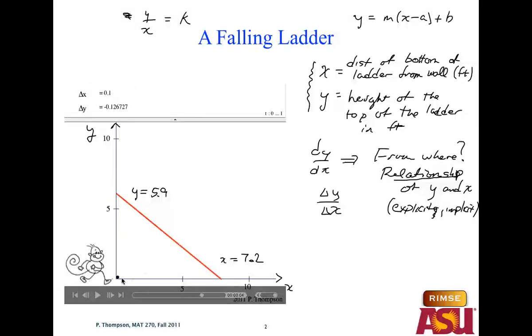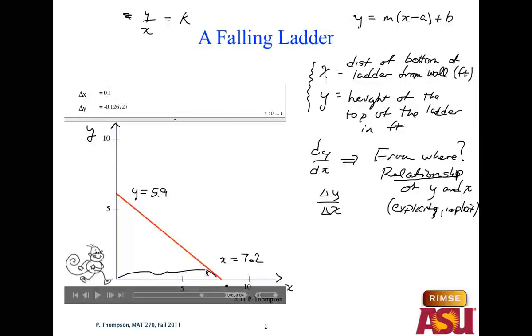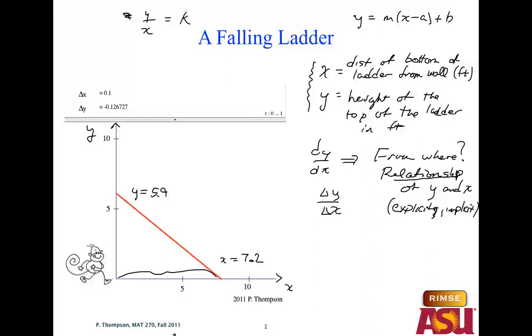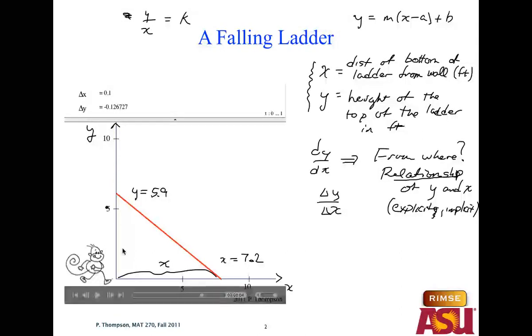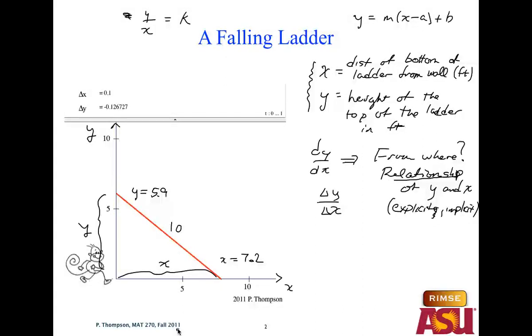So let's take a look at this. Someone else got an idea? What is that quantity right there? Is that the change in x? That's just x, the distance. And this is? And what's the length of the ladder? Does that help?